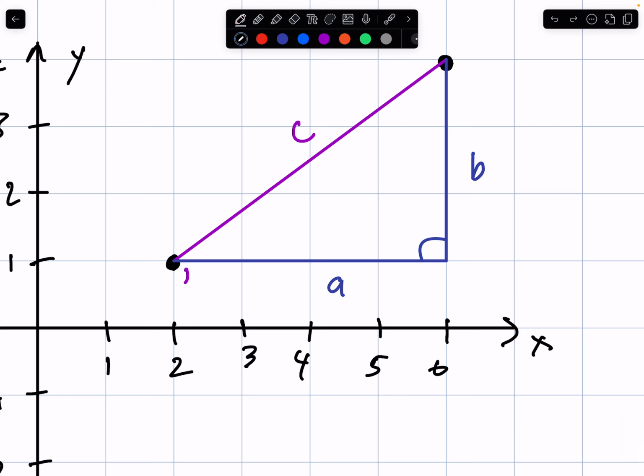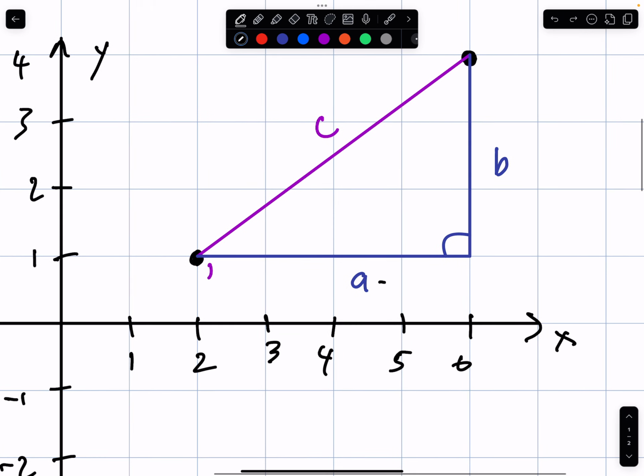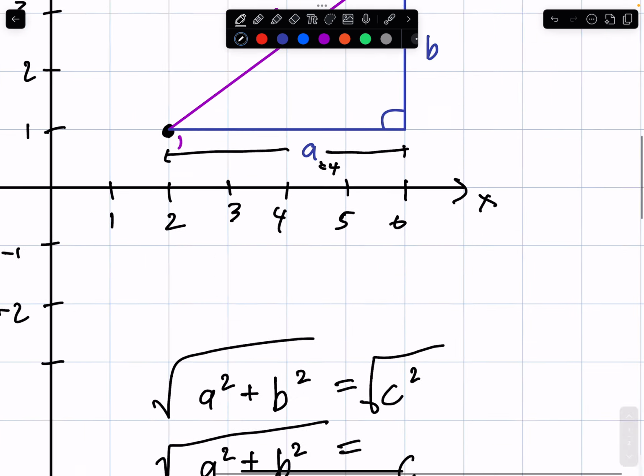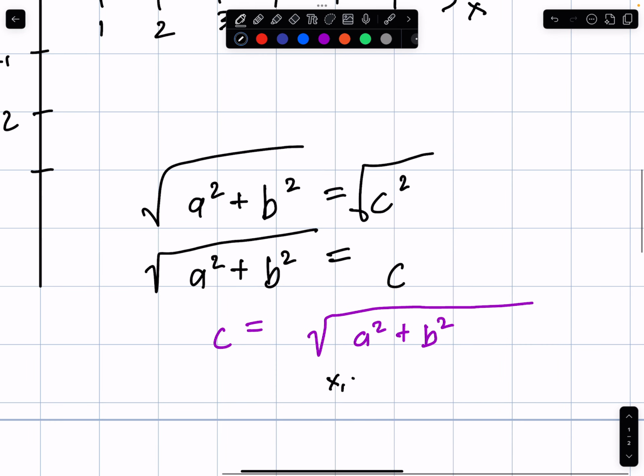So what is this distance? Okay, let's look. This is at position 6, right? This is at position 2. That's the x value. So A is going to be 6 minus 2, or 4. This is 4. And how did I get that? I got that by taking my x1 minus x2. Well, that would give me negative 4, but if I square it, I get the same result anyway.